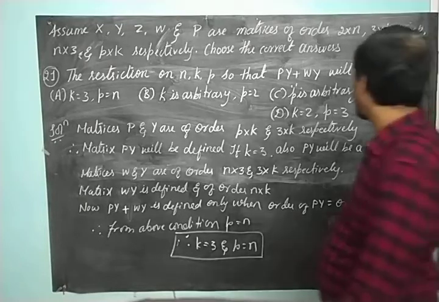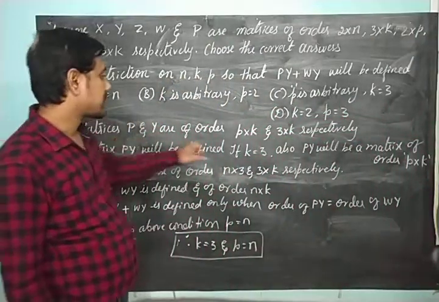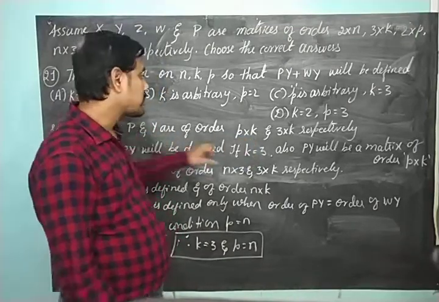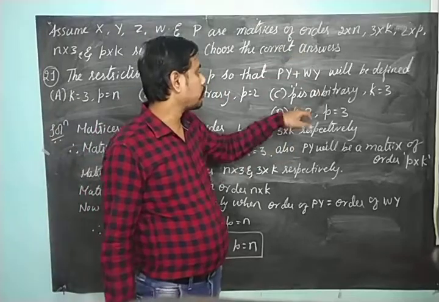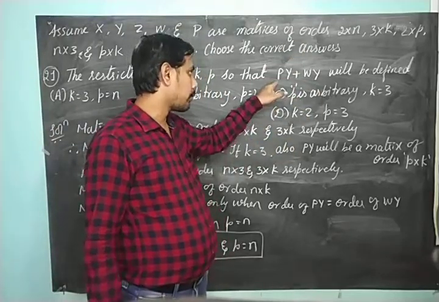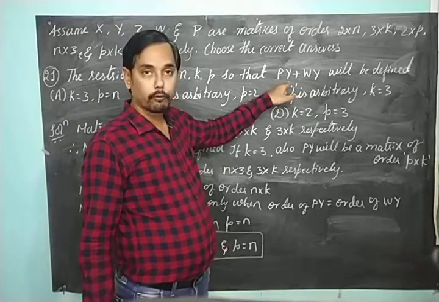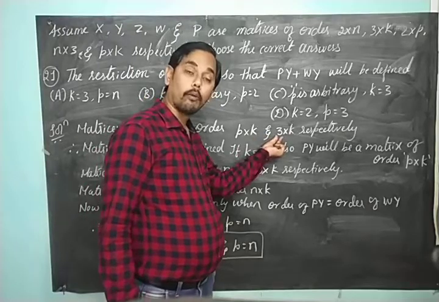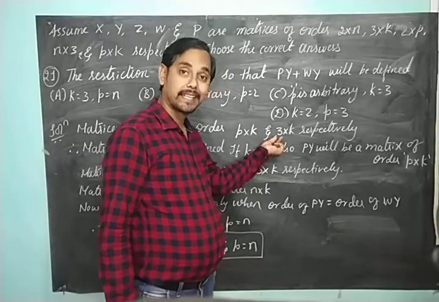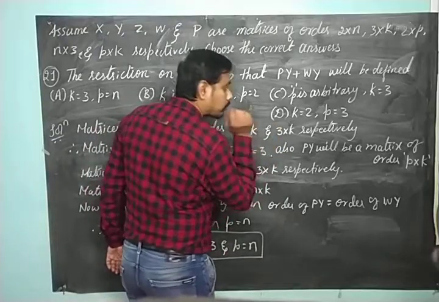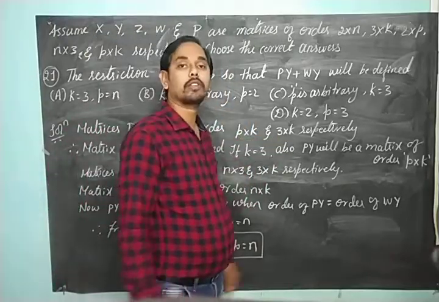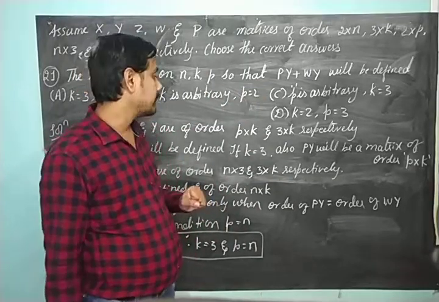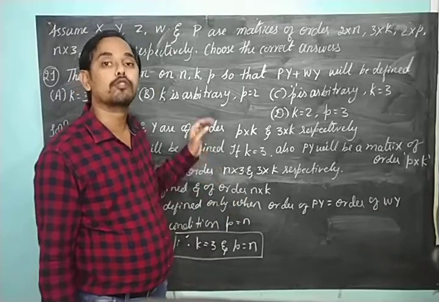What is the number of columns of P? See, matrix P is of order p × k, and Y is of order 3 × k. If P into Y should be well defined, then the number of columns of P should be equal to the number of rows of Y. What is the column of P? That is k. What is the row of Y? That is 3. So this k should be equal to 3. If k is equal to 3, then only PY will be defined. Is that clear? If k is not equal to 3, then PY is not defined.